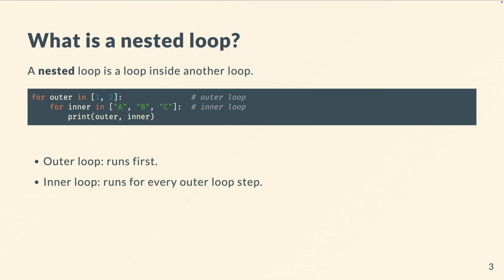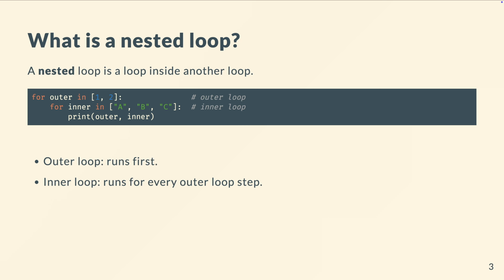Now, what is a nested loop? A nested loop is a loop inside another loop. Let's look at the code carefully. The first line says, for outer in a list of 1 and 2, then a colon. That means outer will take the value 1 first, and then take the value 2.